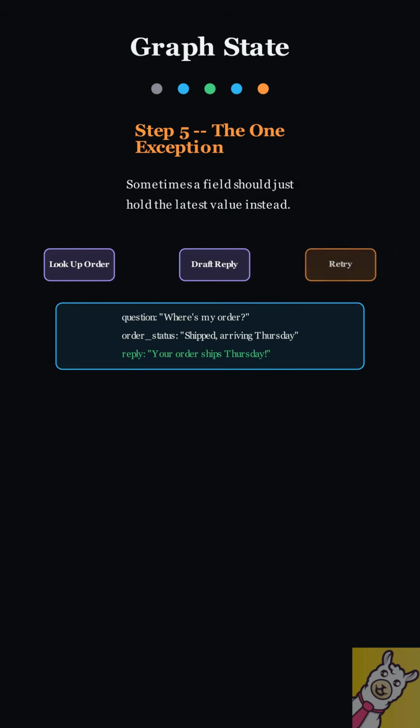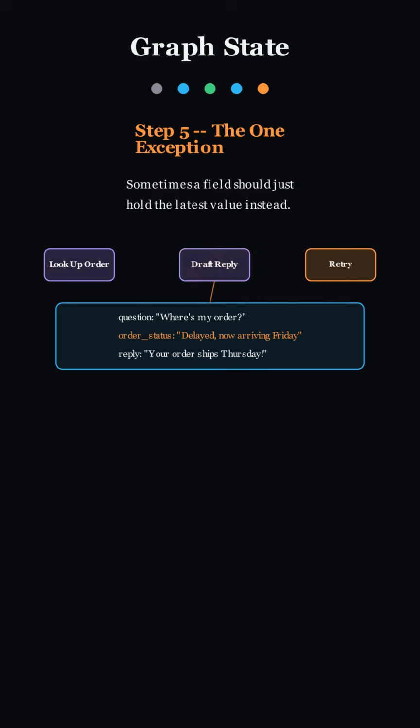Let's say there's a retry node. It goes in and overwrites the order status. Now it says delayed, arriving Friday instead. But here's the catch, since that status just changed underneath it, draft reply actually has to run again too. Otherwise, the reply would just sit there contradicting a status it was never written for.